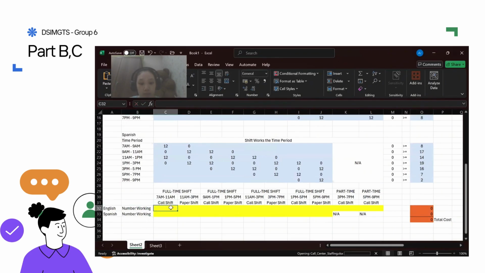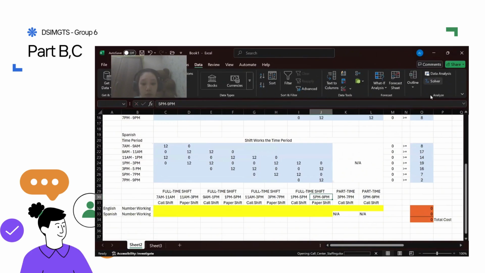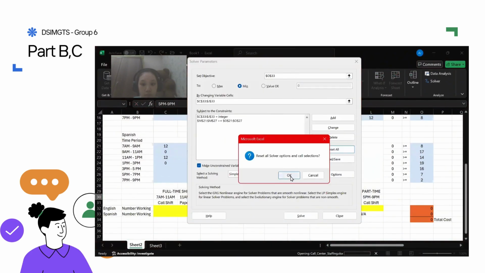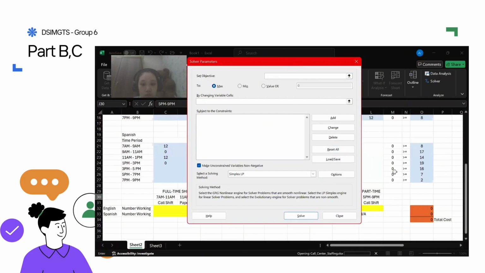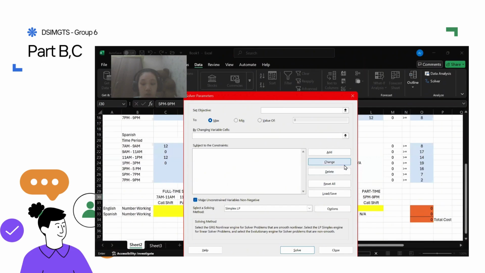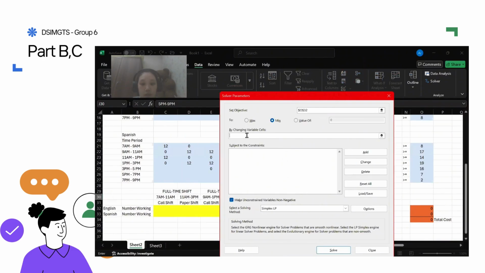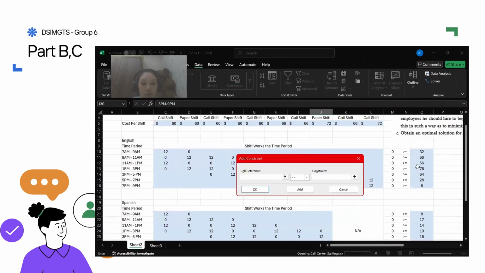Okay. To get these yellow cells, we have to do the solver. So solver. Okay. So for the set objective, we will be using 2 solvers. For the English, we have the set objective for the English. This is to minimum. Minimization. For the changing variable cells, we have the number of people working. For the constraints, we have the sum products, and change this. Then we have the given for the English, which is the 80% of the total number of calls.